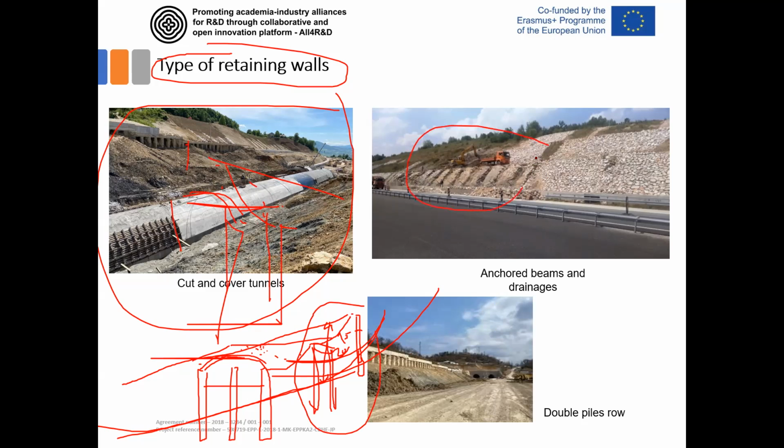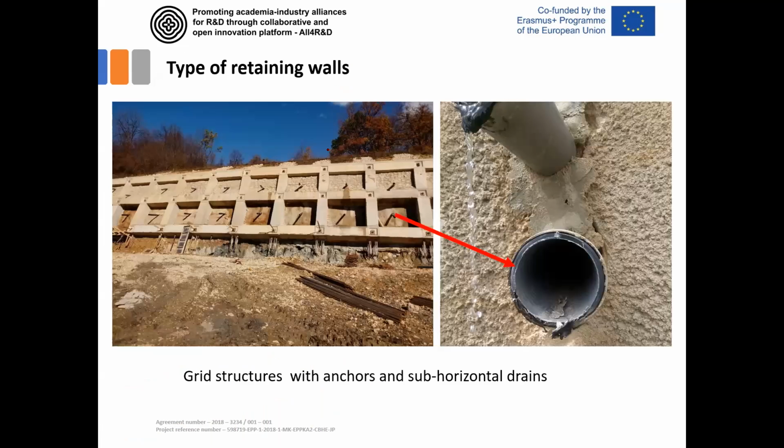This is also an example of stabilization of an excavation by vertical beams that are anchored. This is an example of this grid structure with anchors at every connection between vertical and horizontal beam. What you can locally see are also these subvertical horizontal drains. So when you look at the cross section, this is the beam system. Here are the anchors, and here you have a subvertical drain.